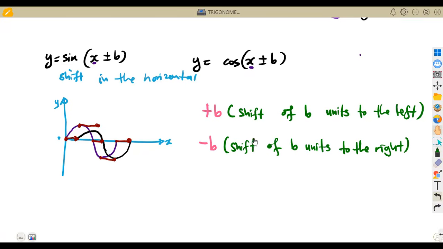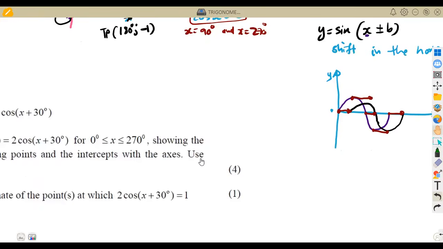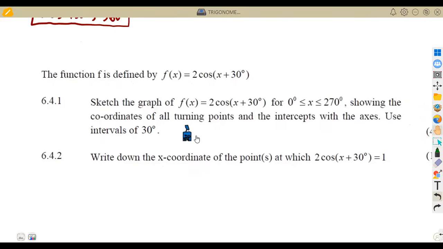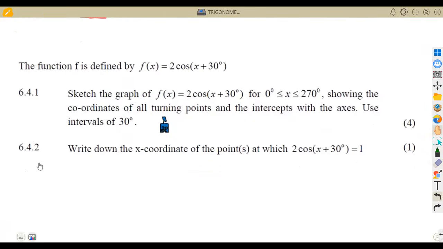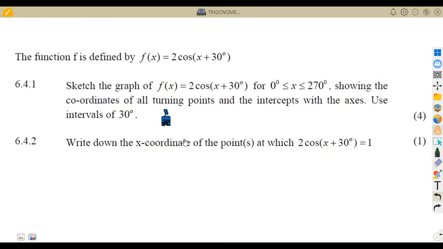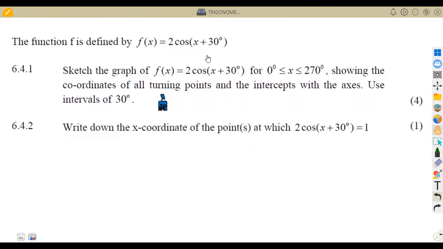All right, so I want us to check the questions like I said before and see how these questions are given and how we are supposed to attempt them. The first part of our question: we are given the function defined by f of x, which is equal to 2 cos of x plus 30. So take note of these effects. We've got the 2 here, which affects the maximum and minimum values, where your maximum and minimum values are at. Then there is a plus 30 here.